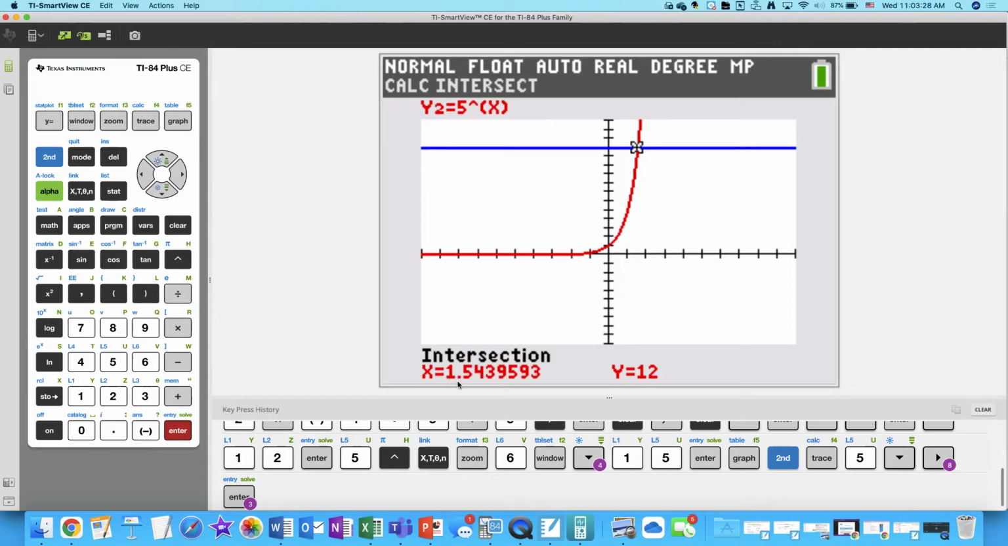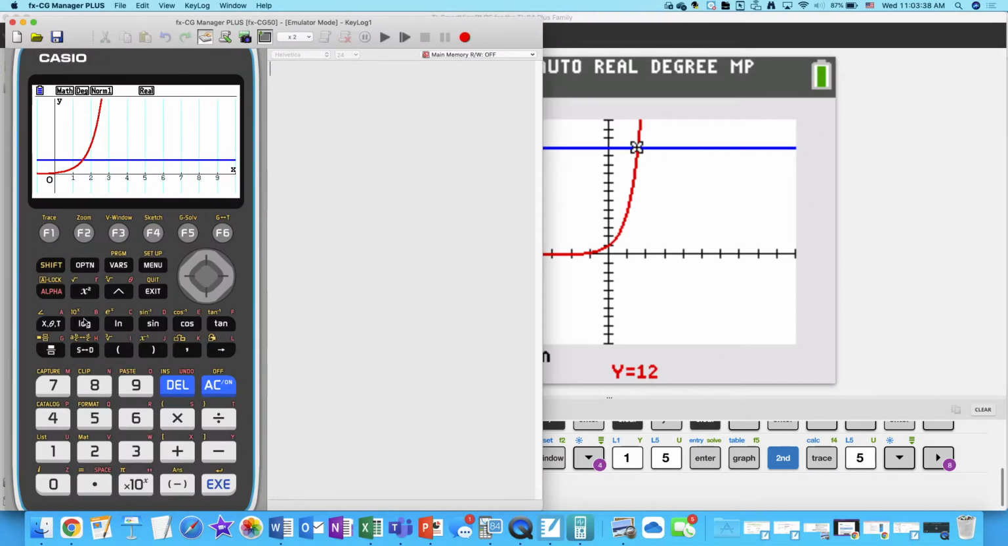Okay, so how do you show that? And by the way, before we talk about how to show it, let's do it on the Casio as well. To do it on the Casio, we just hit G-solve and then hit F5 for intersect, and it just gives it to you. Okay, so there we have it. It's the same on both calculators. I'm just going to use this one to show my work.